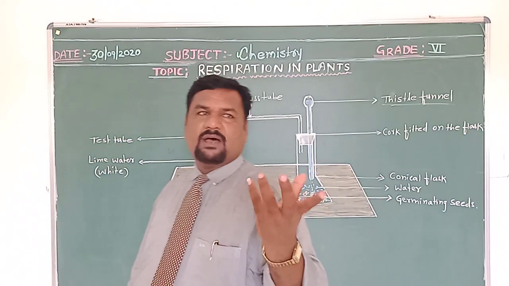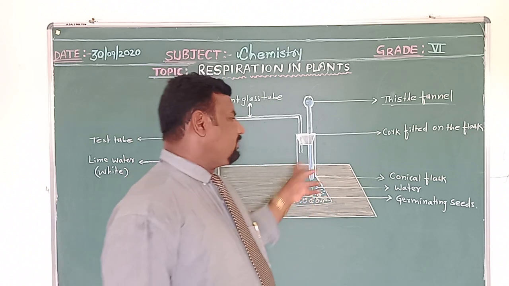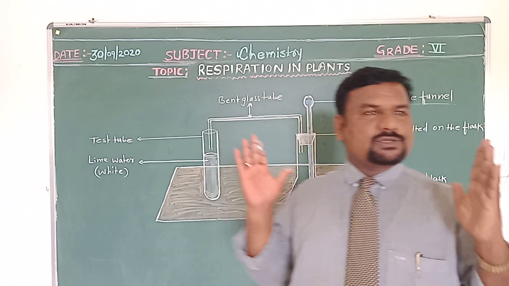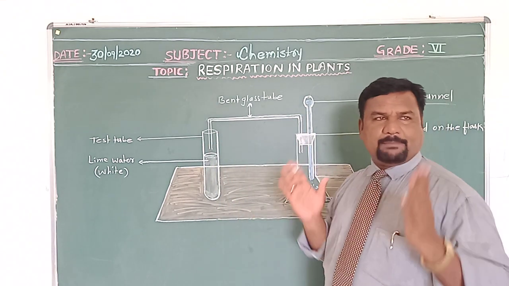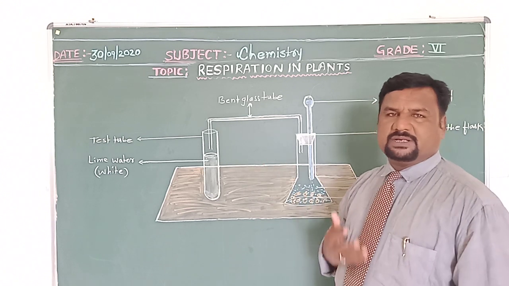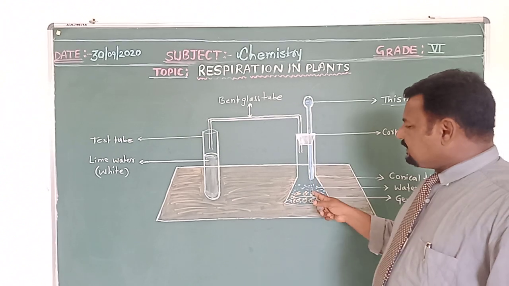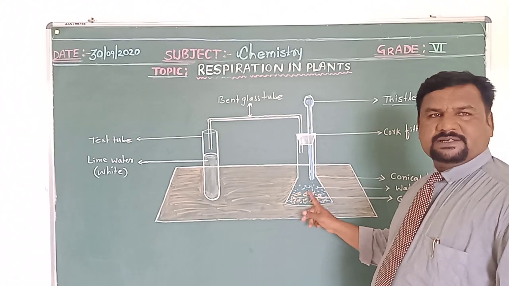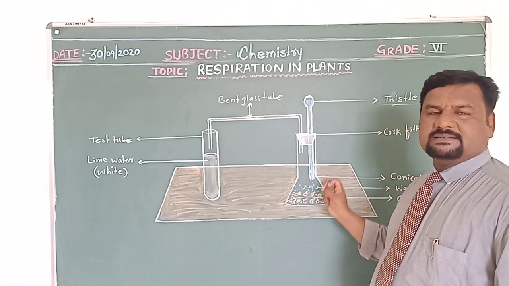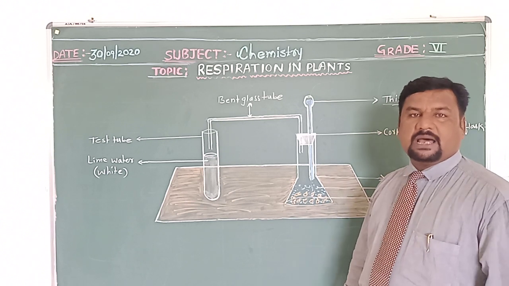Because the addition of more water makes the activity faster, as the rate of respiration is slower in plants compared with animals and human beings. To boost the rate of respiration, water is to be added. When we add water, the germinating seeds present in the water in the conical flask start respiring and release CO2, carbon dioxide.